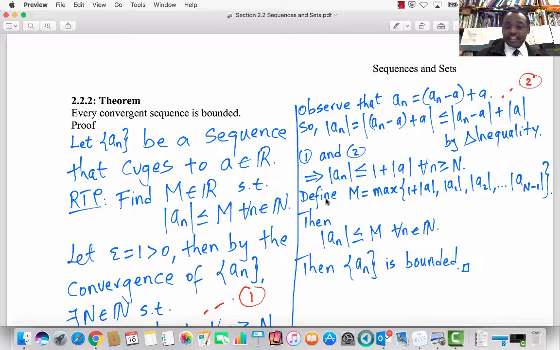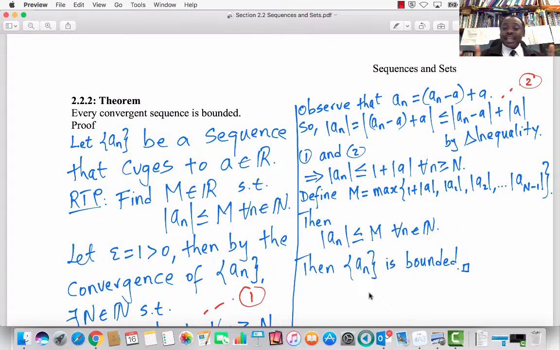If that is the case, then we can conclude with confidence that the absolute value of a_n is less than or equal to M for every natural number n. Not just for n greater than or equal to uppercase N, but for every natural number n. And that concludes the definition of boundedness, and so we can conclude that the sequence a_n is bounded. So every convergent sequence is bounded.